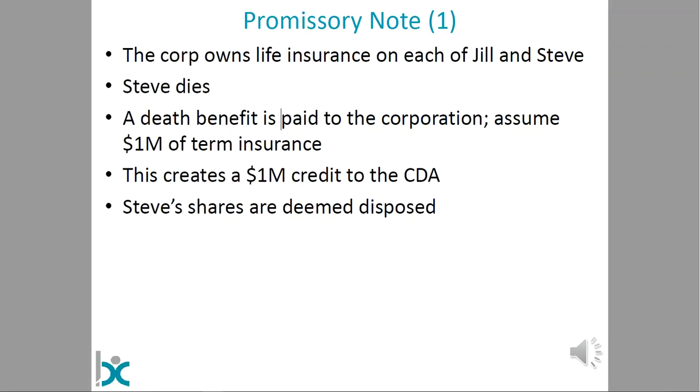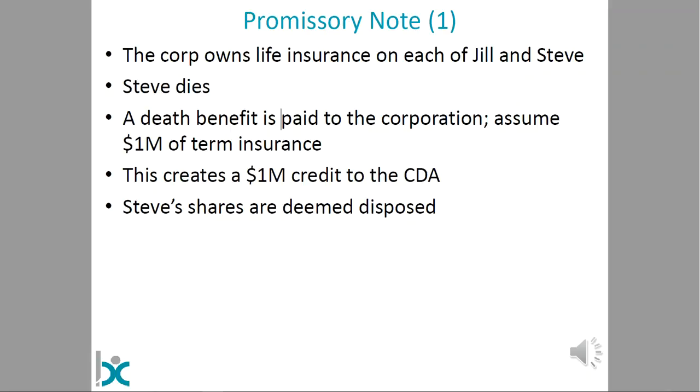Okay, now let's say that Steve dies. The death benefit would be paid to the corporation as the beneficiary of that life insurance policy. And let's assume that it's $1 million of term insurance. This will create a $1 million credit to the capital dividend account for this corporation. Of course, we saw a few slides ago that the capital dividend account allows the corporation to pay a tax-free amount out to its shareholders.